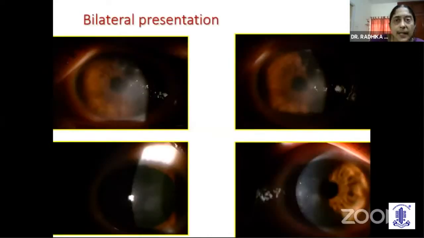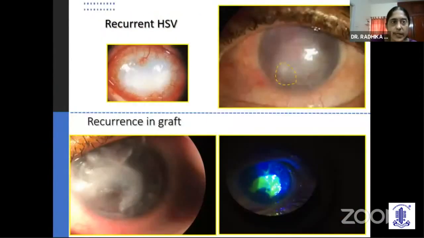Herpetic disease can sometimes present bilaterally in 25% of the cases. It is seen in immunocompromised individuals.